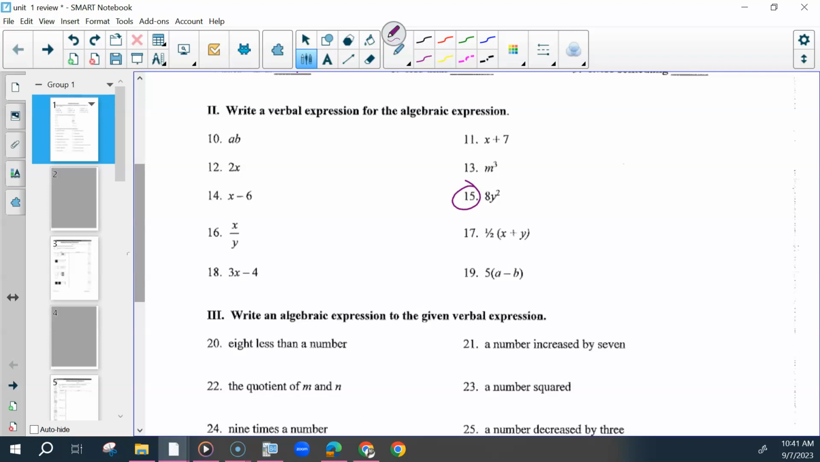I have a number squared times 8. I'm just going to fix it a little bit and put 8 times. I know we want it in the order that we see it. Okay. 17.